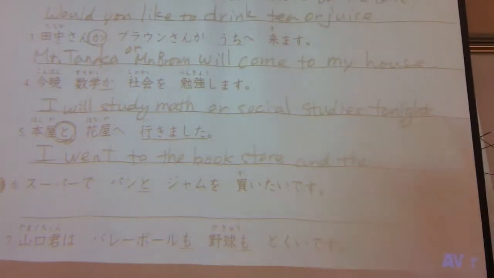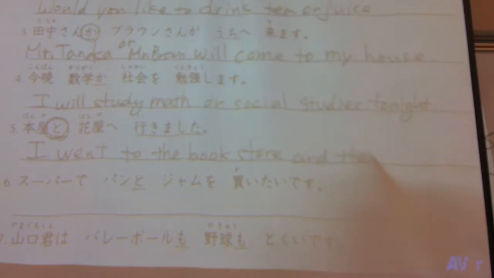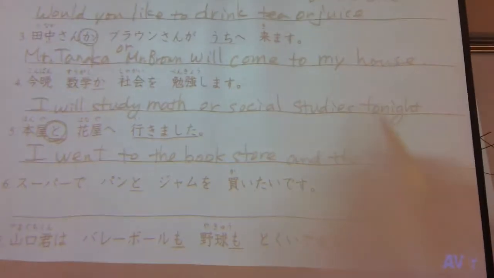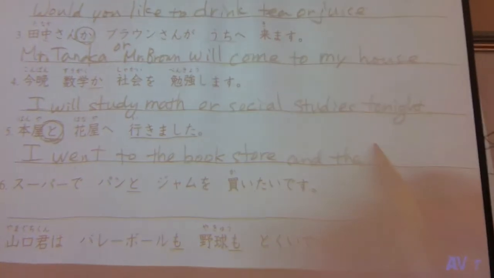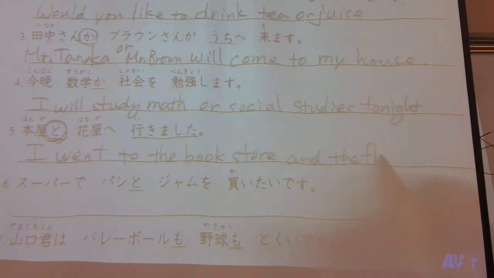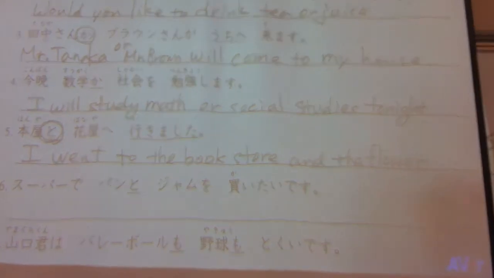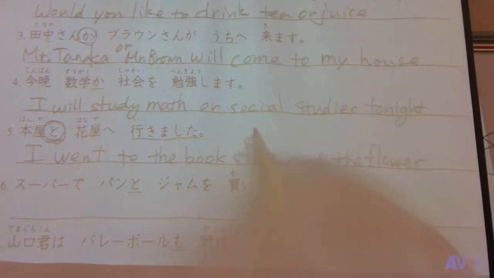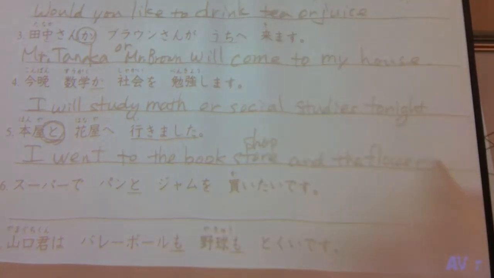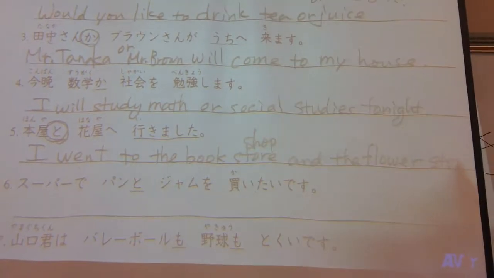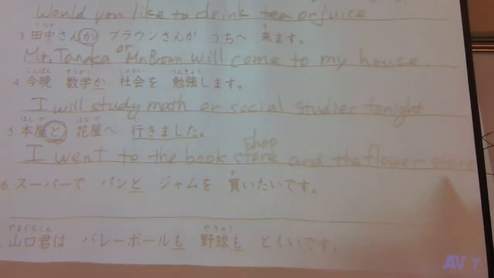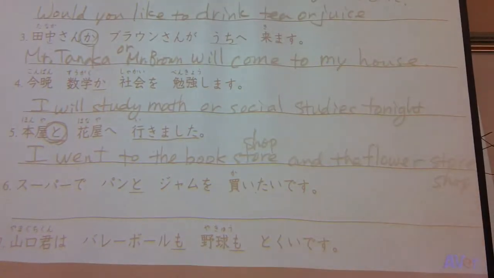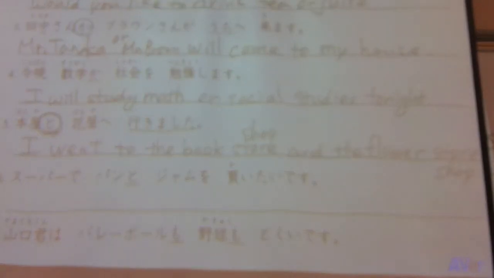The. Even the I is fine. The. Hanaya. Flower. Oh, flower store. Flower store. Otherwise, notice the place where you're store or shop is fine. Yeah. Flower store, flower shop. Yeah, that's fine. Okay? So I went to the bookstore and the flower store.